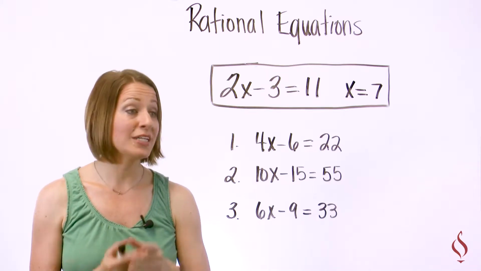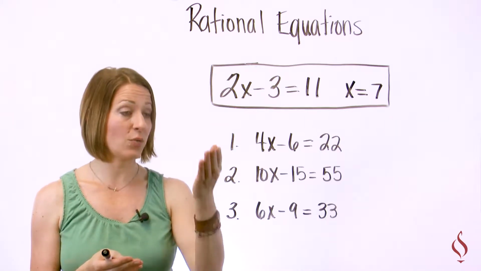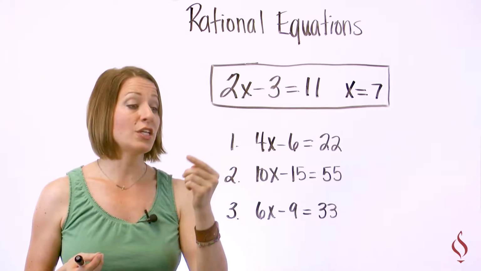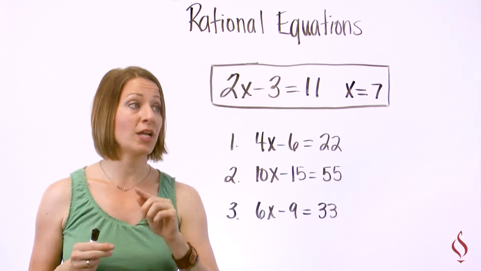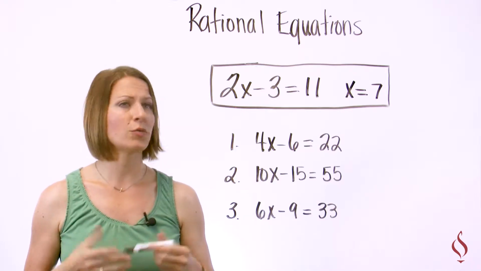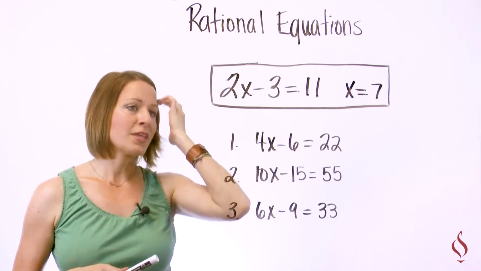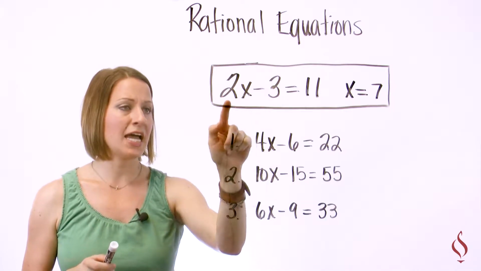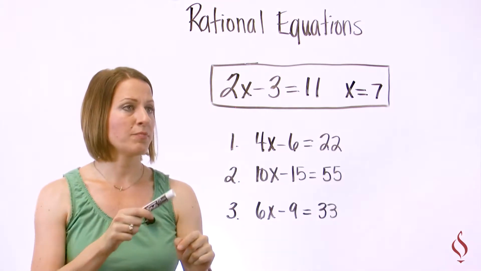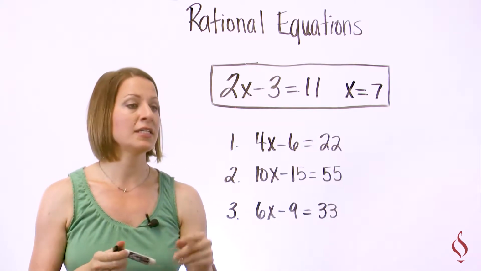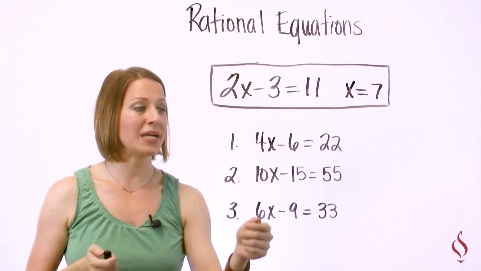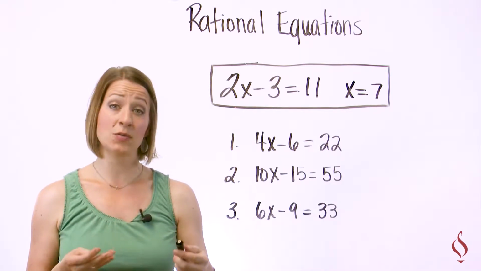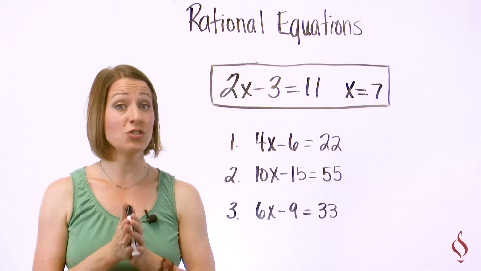I want you to take a look at these 3 equations, and then I want you to compare each equation to the original equation, which I went ahead and put a square around, really a rectangle. I want you to compare each part, like how the 2x minus 3 equals 11, compare that to the 4x minus 6 equals 22, the 10x minus 15 equals 55, and so on. Do you see a pattern?